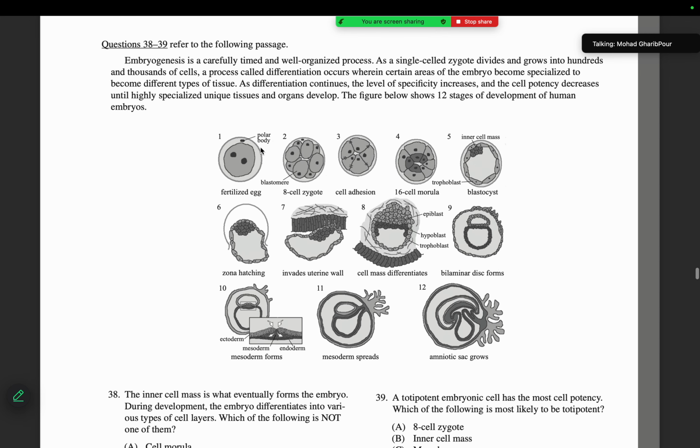So you start with a fertilized egg. You've got a zygote with essentially no differentiation. Cell adhesion, so things start to organize themselves. And then you get a morula, blastocyst, cells start to move around. And then you start to get differentiation.